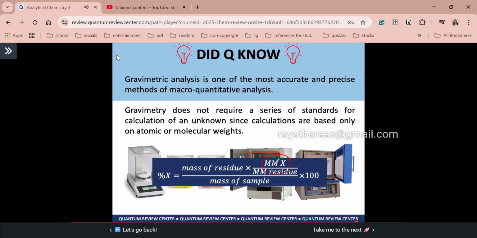The gravimetric factor is equal to the molar mass of the substance you want to calculate, X, over the molar mass of the residue. So class, again, this is just a shortcut, derived from dimensional analysis. If you are looking for percent X, divide by the mass of the sample times 100.